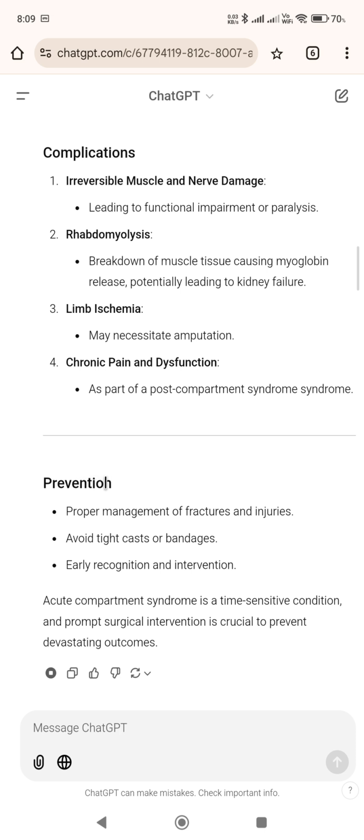Prevention. Proper management of fractures and injuries. Avoid tight casts or bandages. Early recognition and intervention. Acute compartment syndrome is a time-sensitive condition, and prompt surgical intervention is crucial to prevent devastating outcomes.